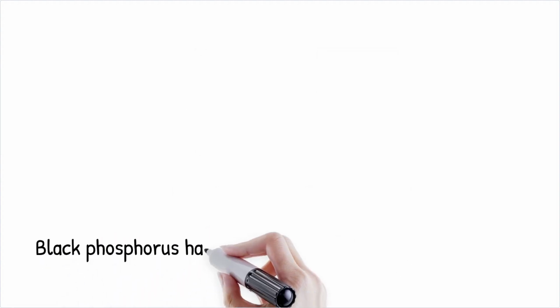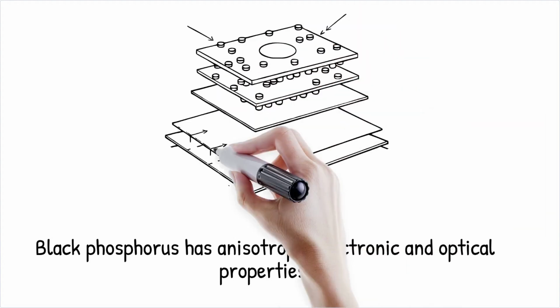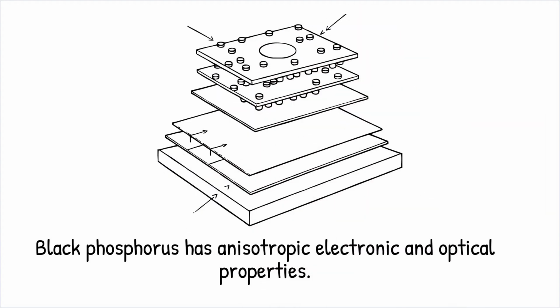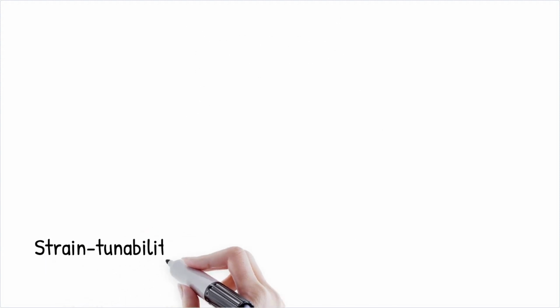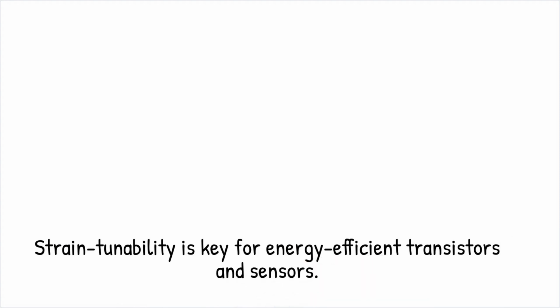Black phosphorus, a layered 2D material, exhibits anisotropic properties, meaning its electronic and optical behavior depends on the direction of strain. Applying strain alters the material's effective mass and carrier mobility, significantly enhancing or suppressing conductivity along specific axes. This directional tunability is critical for designing energy-efficient transistors and sensors.